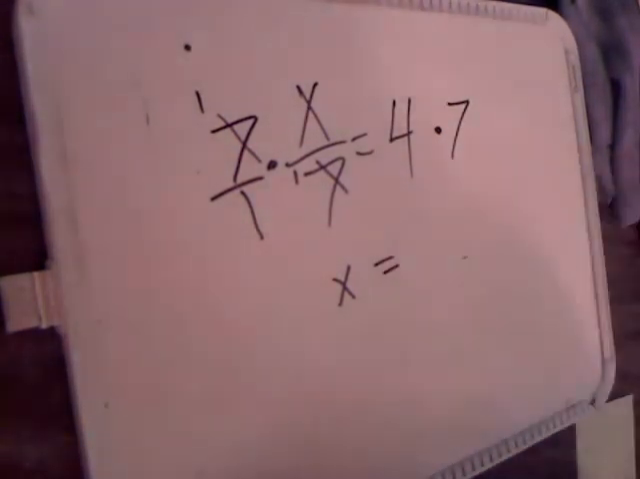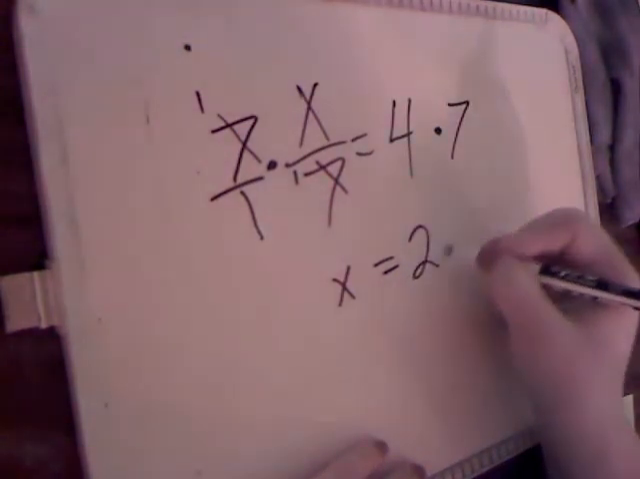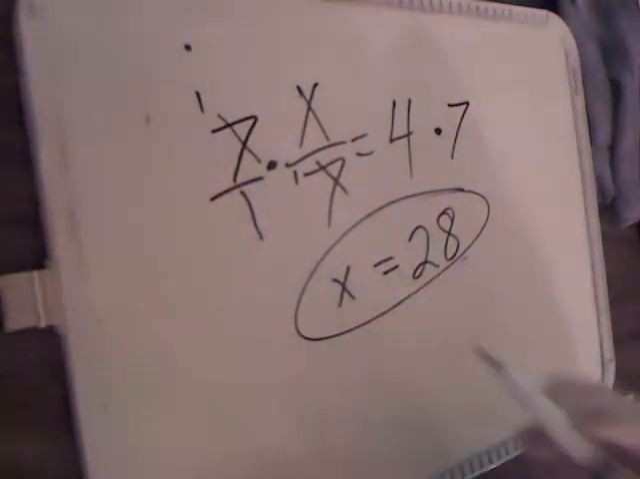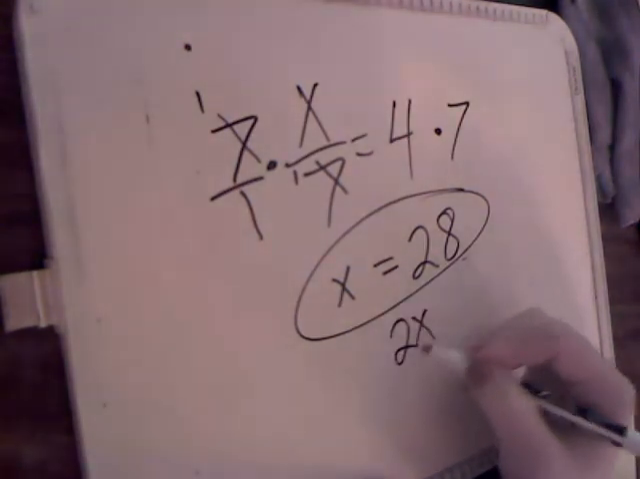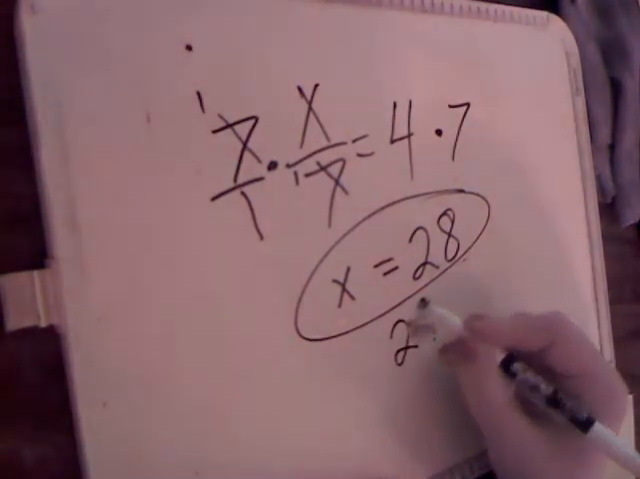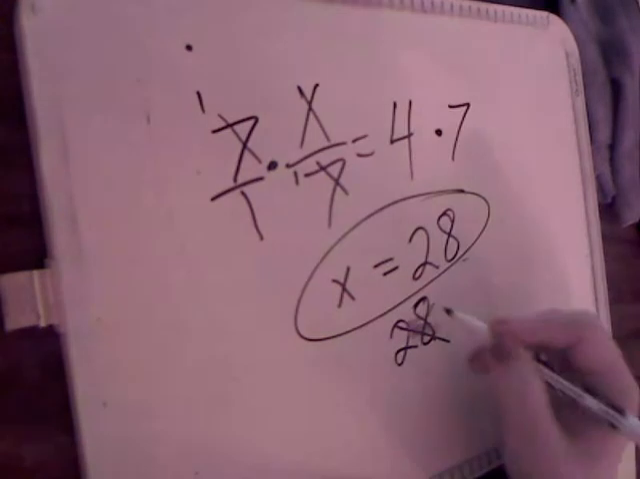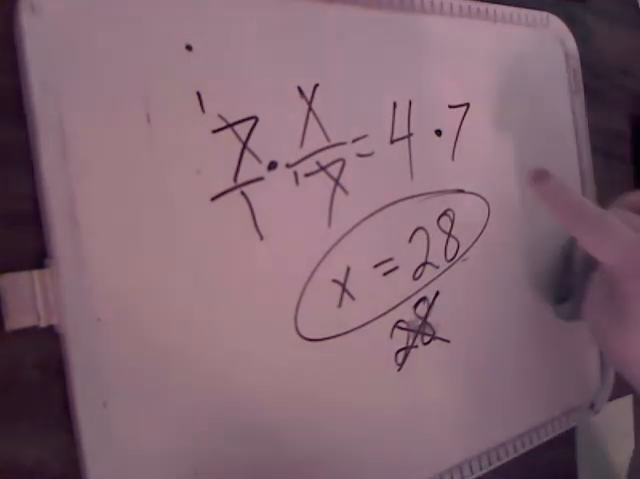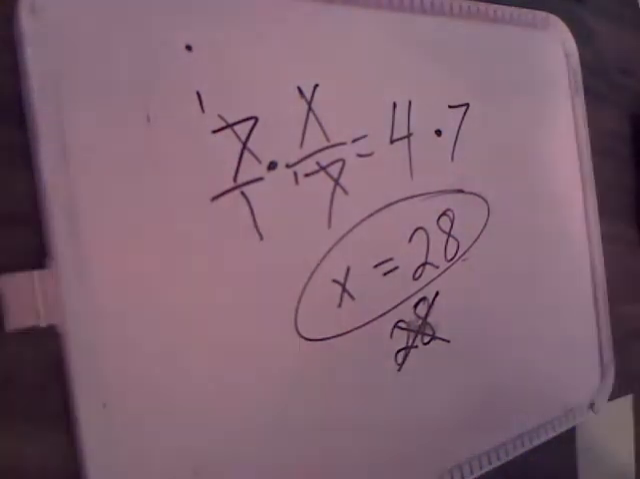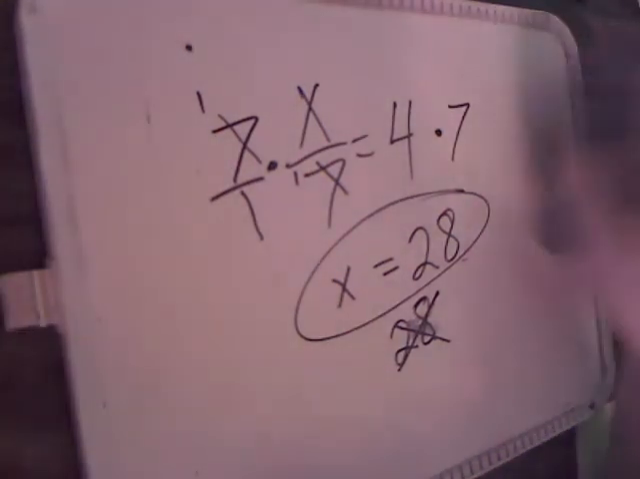On this side we have 4 times 7, which is 28. So our final answer is x equals 28. If you put just 28, you're going to get the wrong answer. So you need to make sure it says x equals 28. You also want to make sure that you're doing this on both sides, otherwise you're going to come up with the wrong answer.